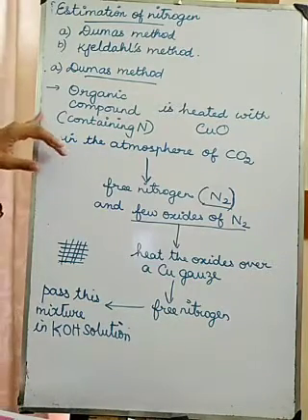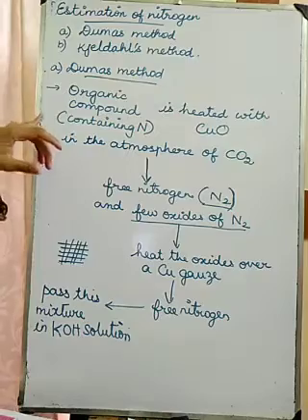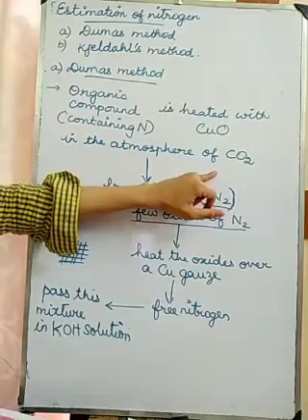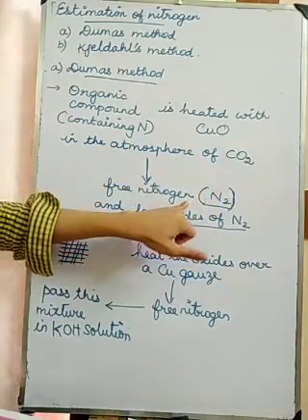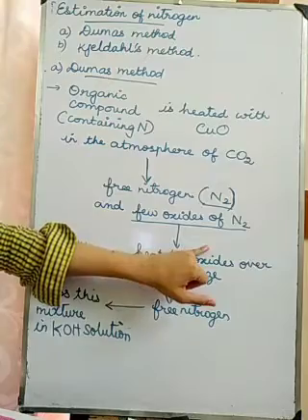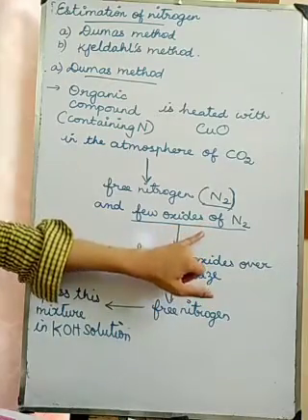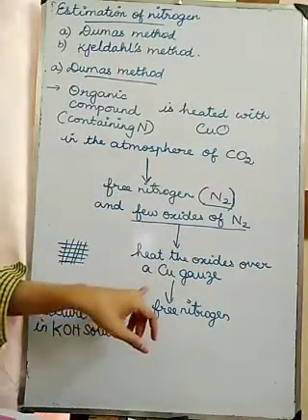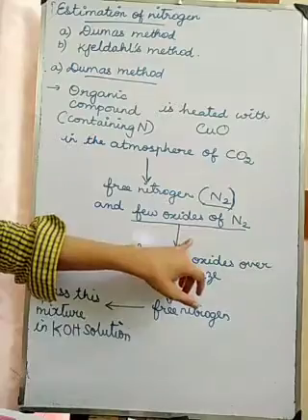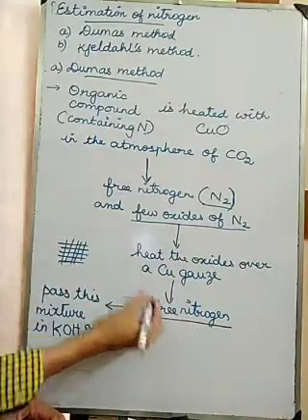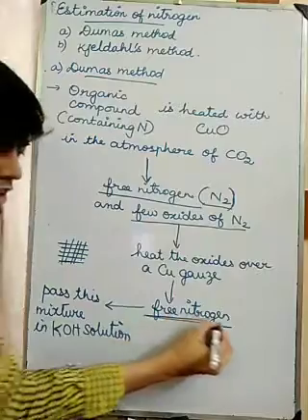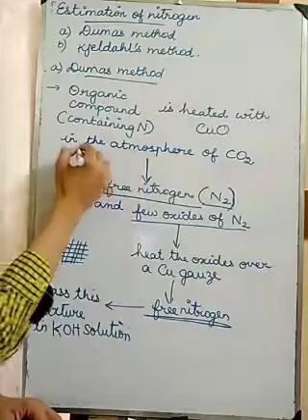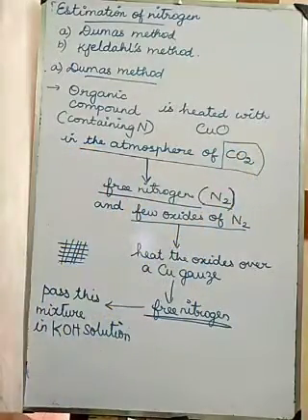So what we are doing first, we are going to heat the organic compound which is having nitrogen with copper oxide in the carbon dioxide atmosphere. We will get free nitrogen, but along with that we will also get some nitrogen oxides. To convert these nitrogen oxides, we again heat them over a copper gauze. So all the nitrogen oxides will be converted into free nitrogen. Now this whole thing is done in carbon dioxide atmosphere.